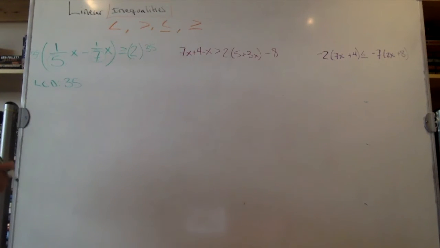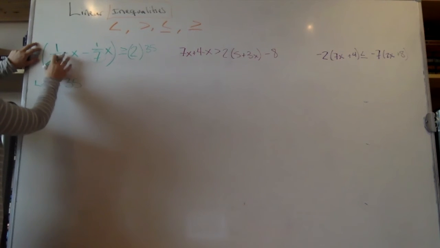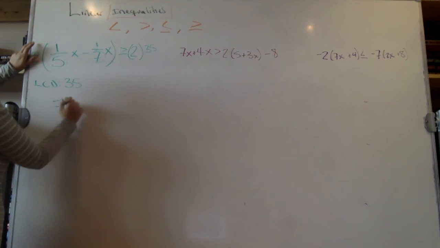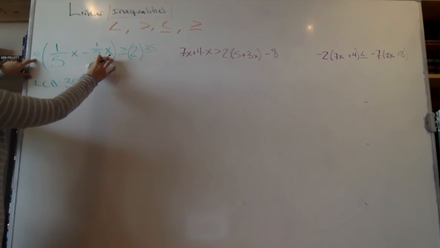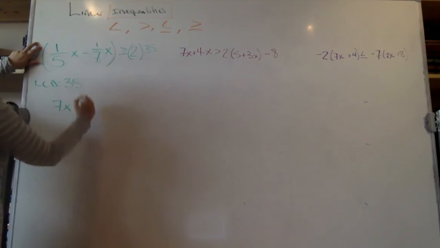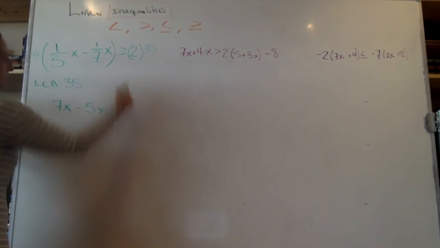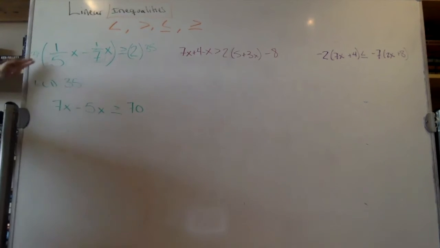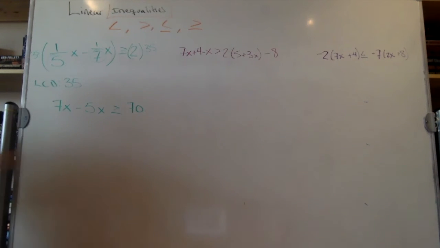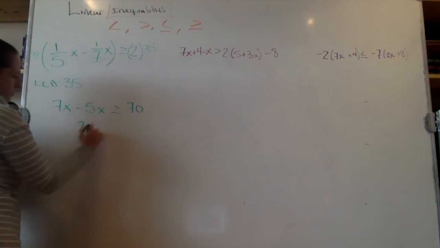But what's the advantage to that? Well, when I do 35 times 1/5 x, 35 and 1/5 cancel, just leaving me with 7x. When I do 35 times 1/7 x, 35 over 7 cancels to just leave me with 5x. That's going to be bigger than or equal to 2 times 35, which is 70. Now notice that I just cleared the fractions there, which makes, I think, this a little bit easier to work with. So now 7x minus 5x is 2x.